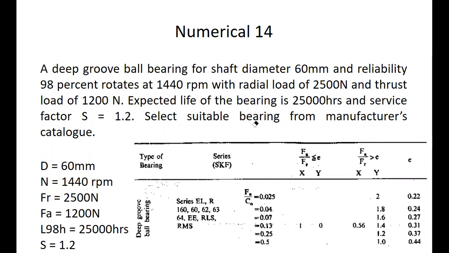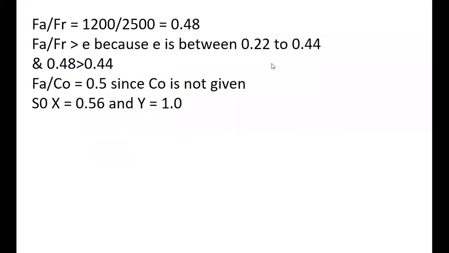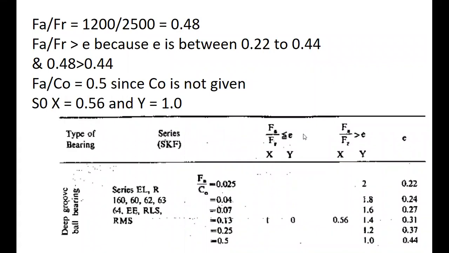And for that, first we will require what? We will require FA upon FR, and we will require FA upon CO. These two factors we will have to first calculate, and from that we will find out X and Y factors. So let's start. Let us first find out FA upon FR. So FA is given in numerical 1200. FR is also given data. So that becomes 0.48. And you can see this E value is 0.44.